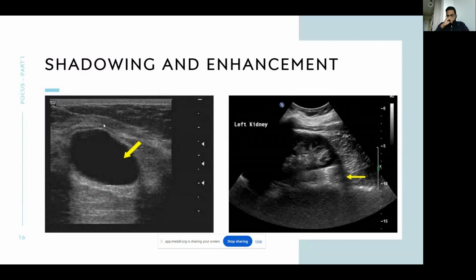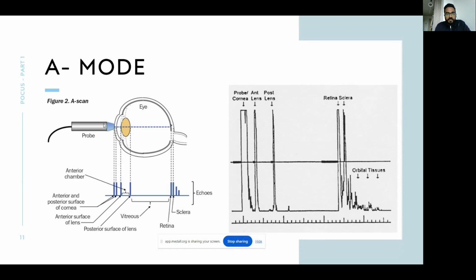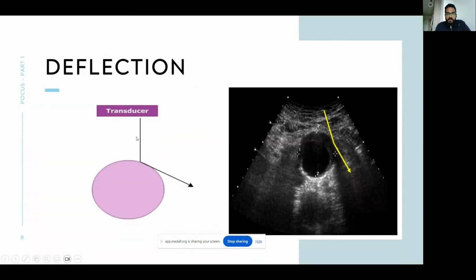Next thing is shadowing and enhancement. Now, shadowing we already discussed briefly when we were looking here. Because of the deflection, if you look here, the sound has gone this way. Obviously, all of this sound is going to be reflected back to the transducer. And whatever went through the aorta is reflected back from here, which means that this portion has not received any sound. And as a result, you can see that it is darker compared to the other two structures, and this is a shadow. And the result is because of the deflection here.